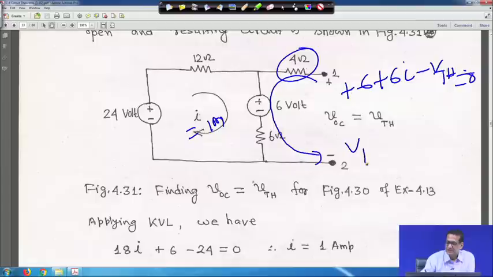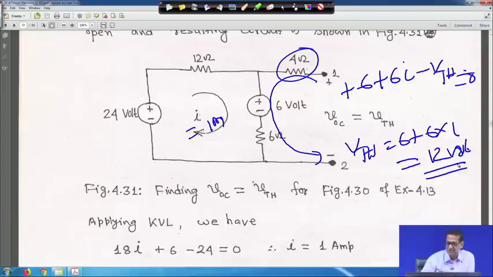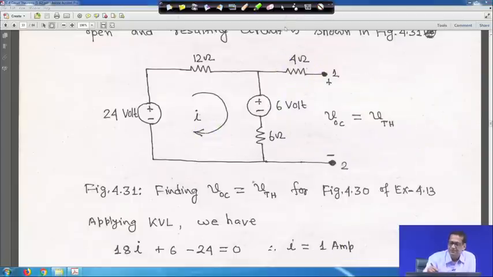Therefore, V Thevenin is equal to 6 plus 6 and I is equal to 1. So, that is your 12 volt. So, V Thevenin is equal to 12 volt. Here it is already solved, everything is solved here. So, V Thevenin is equal to 12 volt.